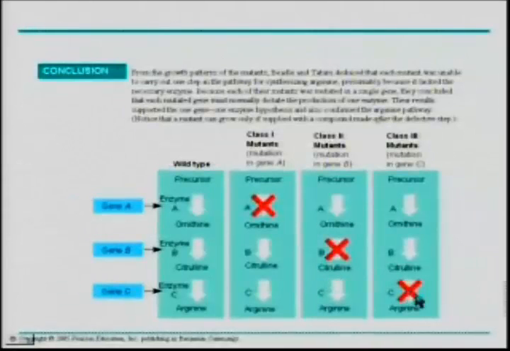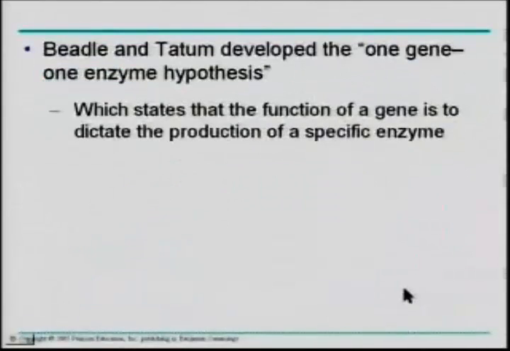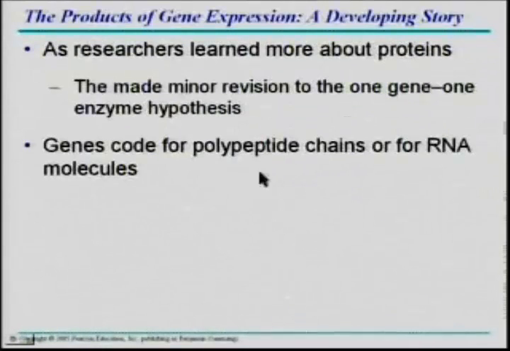And then the class 3 mutant had a mutation in gene C, and could only grow when arginine was provided. Well, Beadle and Tatum developed the one gene, one enzyme hypothesis, which states that the function of a gene is to dictate the production of a single enzyme, a specific enzyme, excuse me.